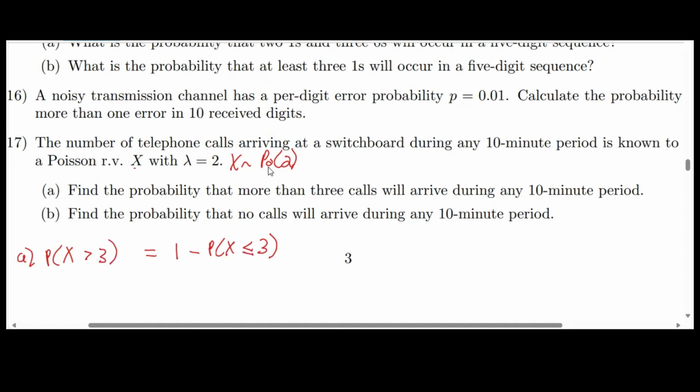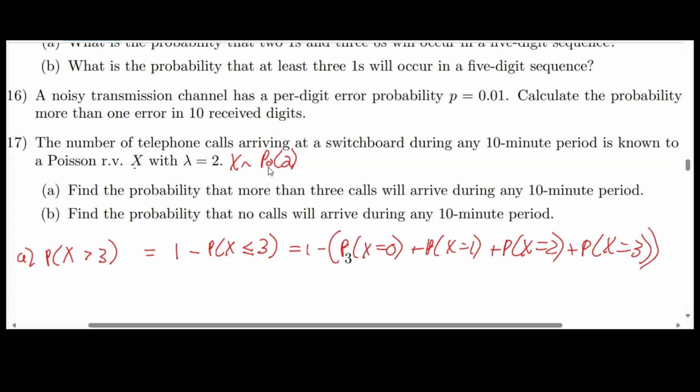Just be careful with these inequality signs, because they're kind of tricky. When they say more than, it will start after the number. If they say less than, it will start one less. If they say equal to, it will include the number that they write in the bracket. So just be careful with that. So 1 minus everything up to 3 gives you more than 3. We could do something like this: 1 minus the probability X is equal to 0, plus the probability X equal to 1, plus the probability X equal to 2, plus the probability X equal to 3.